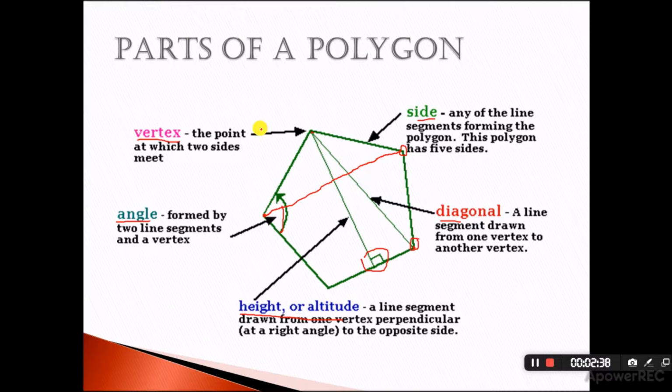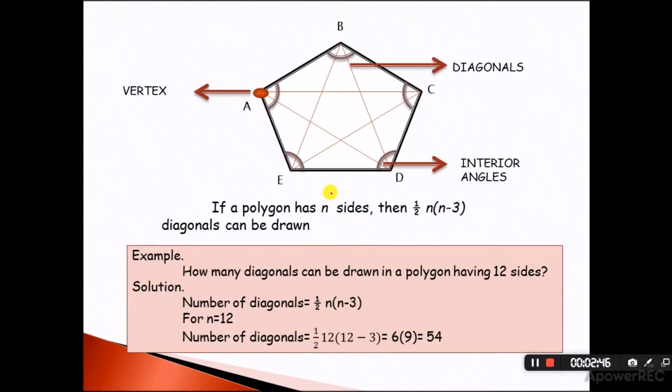So if a polygon has n sides, n number of sides, then 1/2 of n times n minus 3 diagonals can be drawn. So getting the number of diagonals is 1/2 of n times n minus 3, where n is the number of sides. Let's have an example. How many diagonals can be drawn in a polygon having 12 sides?